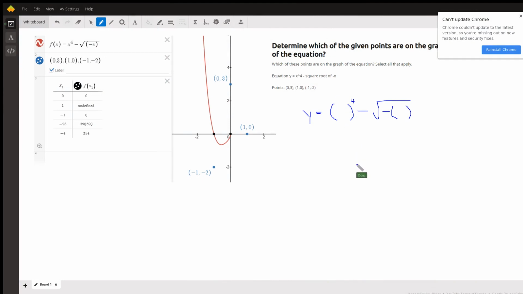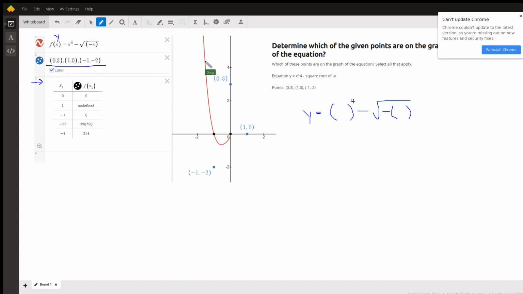Okay, we're going to look at a couple ways to answer this question. Here on Desmos, I've actually graphed the function f of x equals x to the fourth minus the square root of the opposite of x. I could just as easily put the letter y here, but then I couldn't have done what I did in this table down here. And we want to know which, if any, of these points lies on the graph.